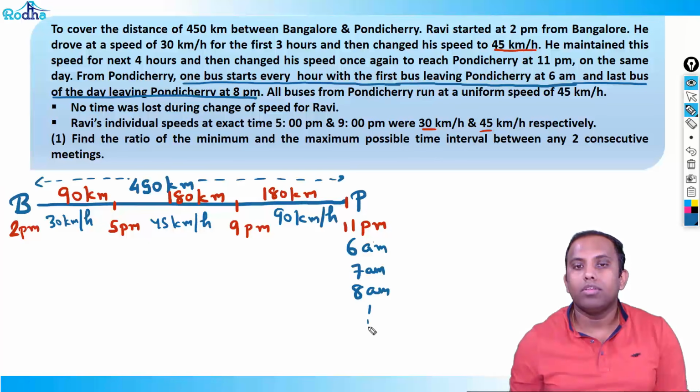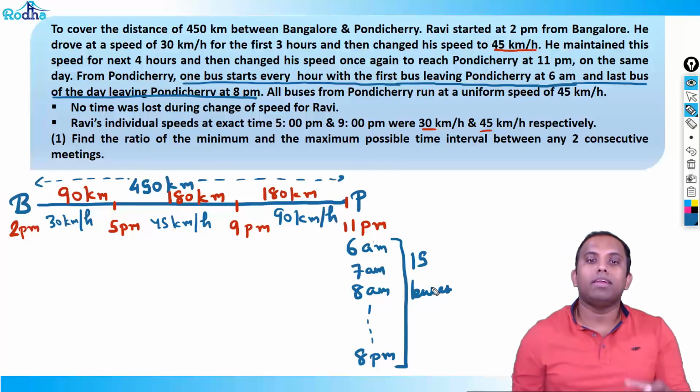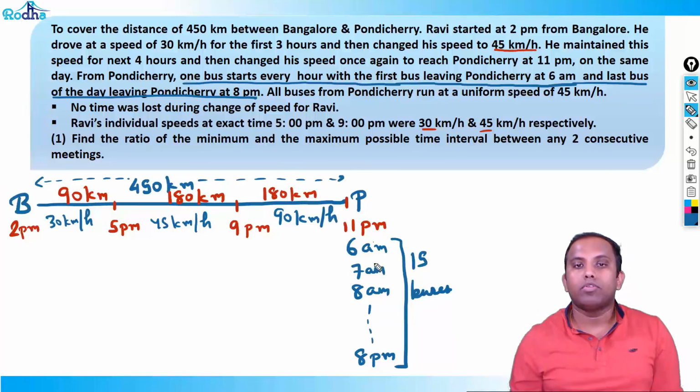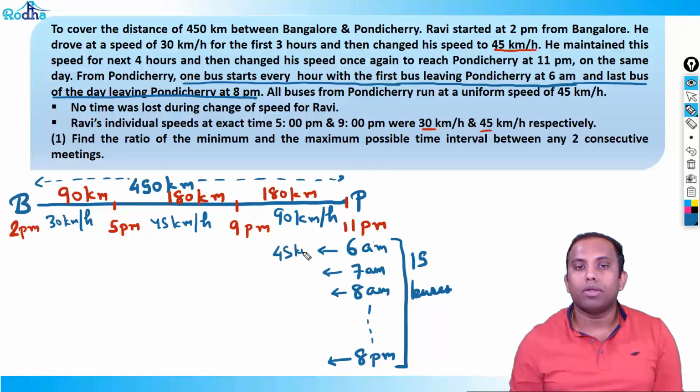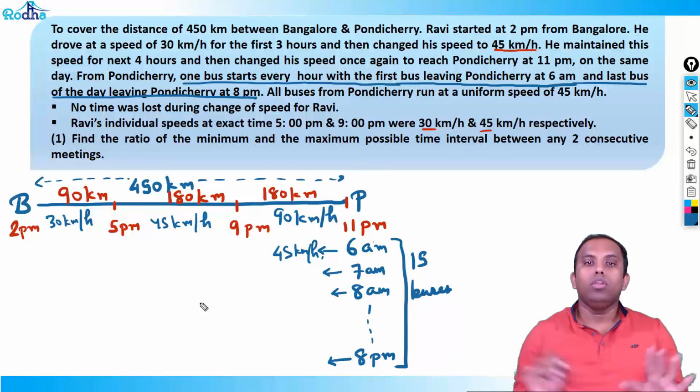How many buses will go? From 6 a.m. to 8 p.m. is a total of 14 hours. Including the first bus, 14 plus 1, that is 15 buses. So 15 buses will go from Pondicherry to Bangalore. The speed of each bus is 45 kilometers per hour, and they run at a constant speed of 45 kilometers per hour. This is the whole scenario.